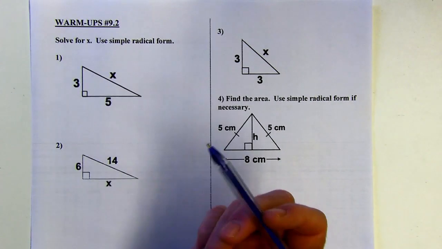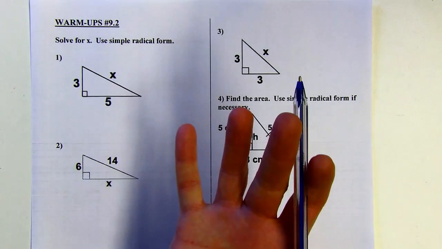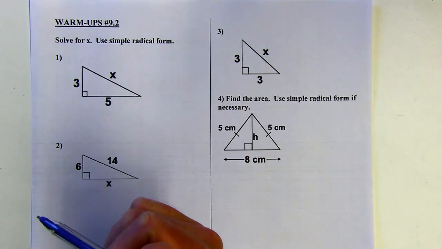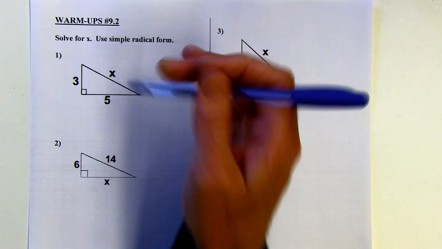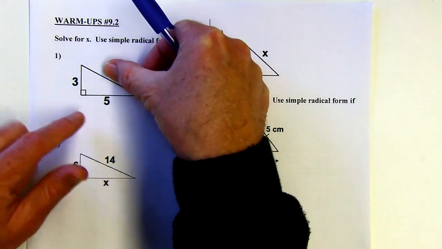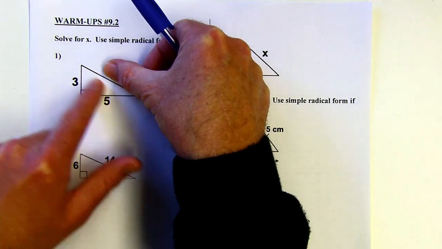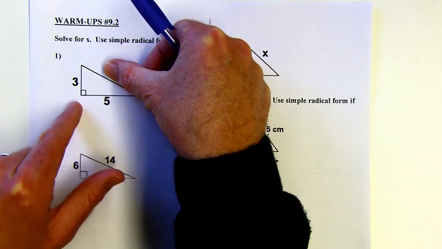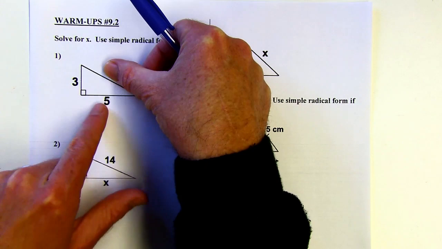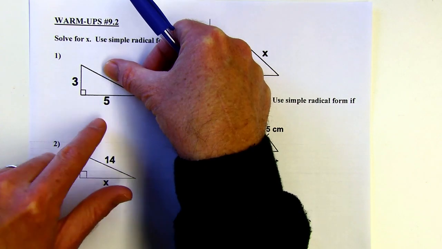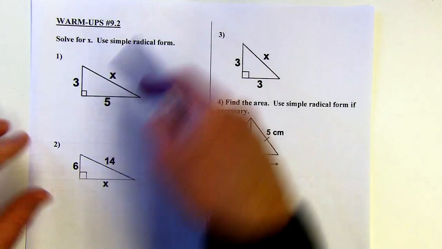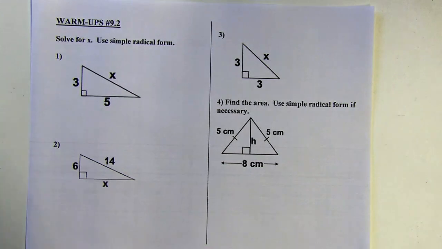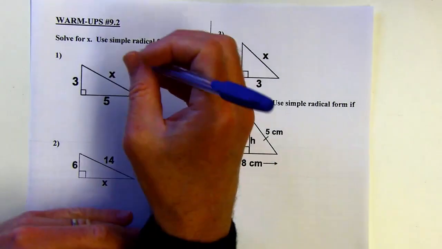Sometimes people look at this and say, oh, it's a 3, 4, 5 triangle, and that's reasonable. But if you put 4 up here, if this x was a 4, then that's the hypotenuse, and the hypotenuse is the longest side, and 4 is not bigger than 5, so that doesn't work. In a 3, 4, 5 triangle, the 5 would have to be the hypotenuse, and here the 5 is one of the legs. Okay, so that means I'm going to use the Pythagorean theorem.